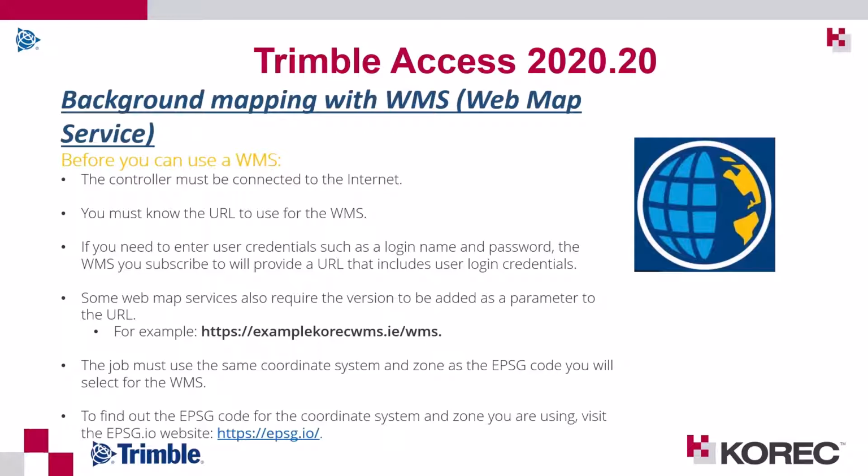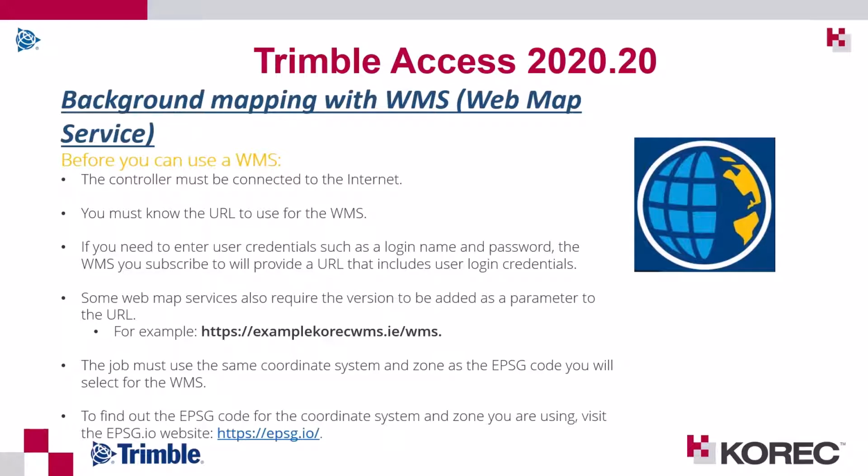Before you can use the WMS, there are a couple of notes that you have to heed. The controller must be connected to the internet, be it by a SIM card, a hotspot or Wi-Fi. You must know the URL to use your WMS service. If you do have a login name and password, you will be able to get a URL that has those user login credentials within it. Some map services also require a parameter in the URL.